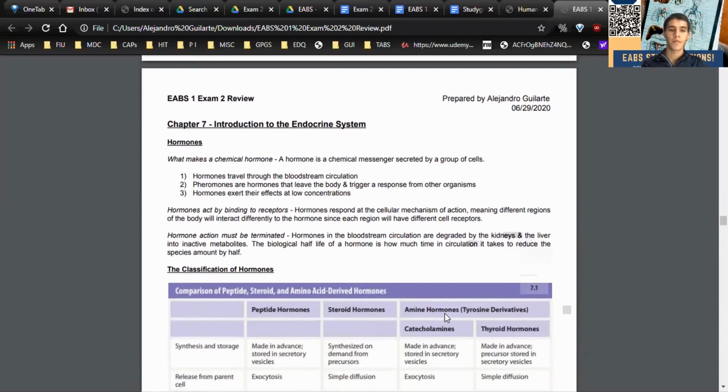Chapter 7, Introduction to the Endocrine System. The endocrine system is important because it regulates chemical messaging. So we need to know what a chemical hormone is. A chemical hormone is secreted by a group of cells. As we went over, they tend to travel in the bloodstream. Pheromones are a subclass of hormones that trigger a response from other organisms. What's unique about hormones compared to other things is that they exert their effects at low concentrations.